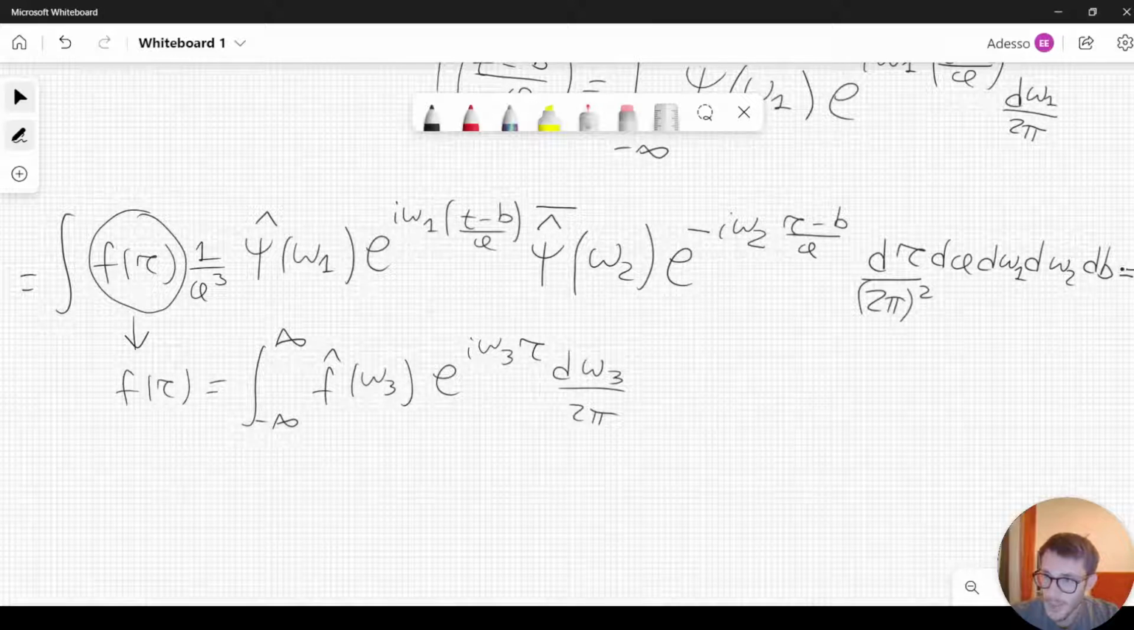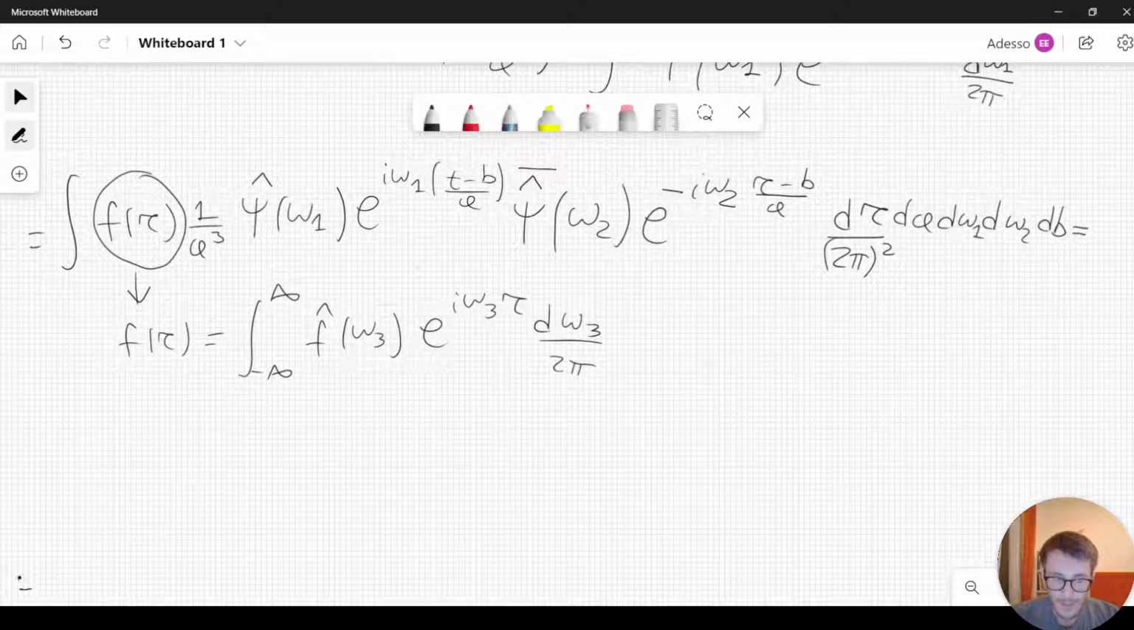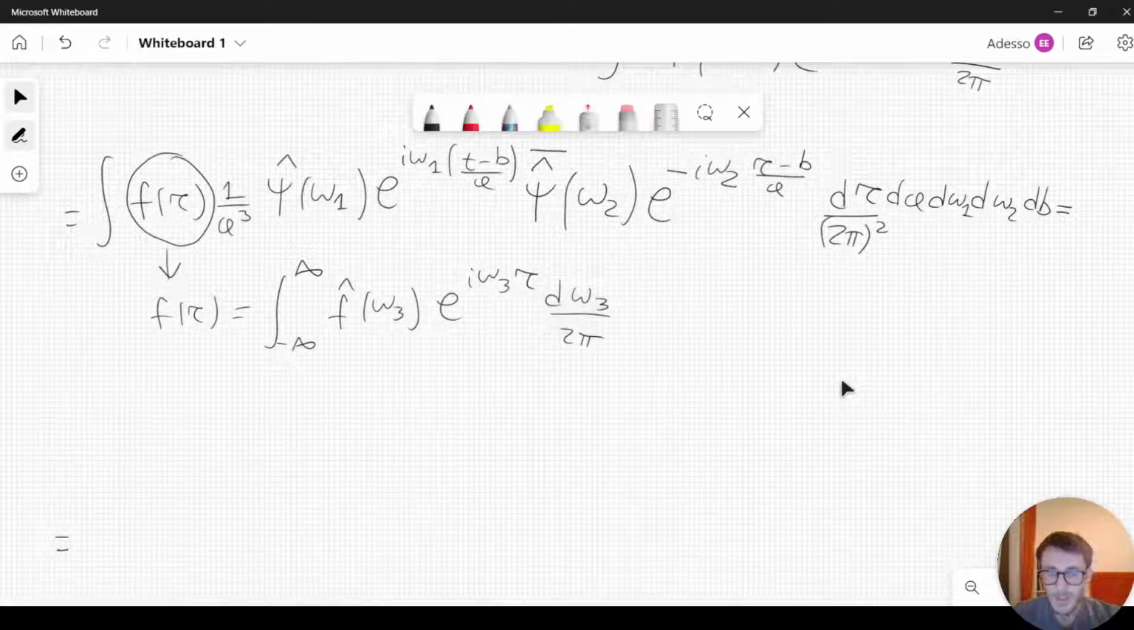So let me put an equal sign here. So this will be equal to, but before writing this expression, I will carry out one integration. And in particular, it is convenient to rewrite the expression. Well, let's write the expression here. Let me do all the steps without skipping anything relevant.